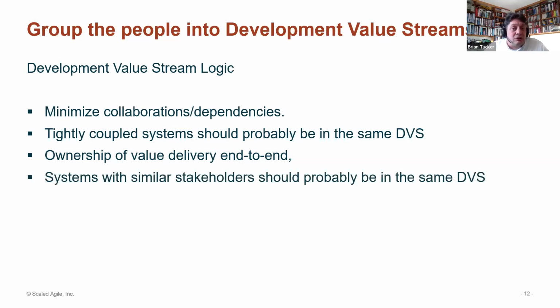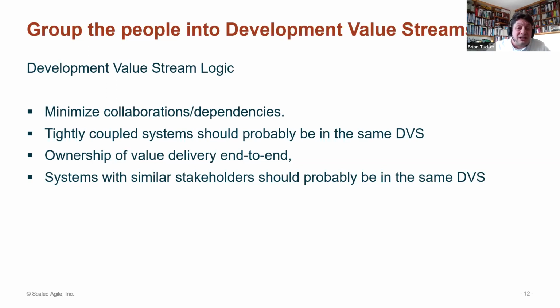Systems with similar stakeholders and funding sources might want to be in the same development value stream. Conversely, systems with dissimilar stakeholders might want to be in separate development value streams. This is where the information about whether the systems are shared across operational value streams becomes useful. The stakeholders to a shared system will include representatives from all the operational value streams that this shared system supports.